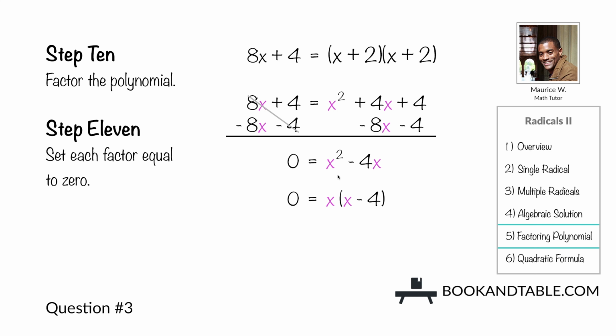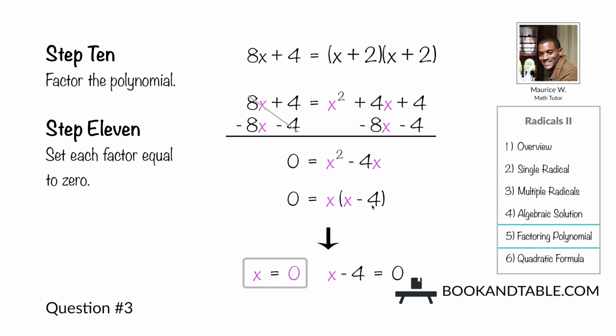So this is reverse distribution. To confirm, you just go the opposite way to make sure you got your previous terms. X times x is x squared. X times negative 4 is negative 4x. So once you factor the polynomial, you want to set each of these factors equal to 0. So x is equal to 0 is one possible value for x.